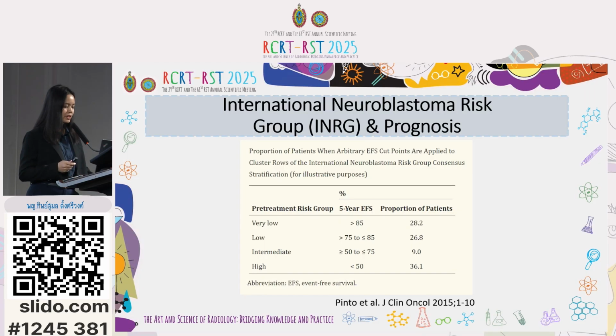With risk stratification defined, let's now look at its impact on prognosis. As you can see from this table, each risk group has a different prognosis. You can see that fewer than half of the patients in the high risk group only achieve 5-year event-free survival.